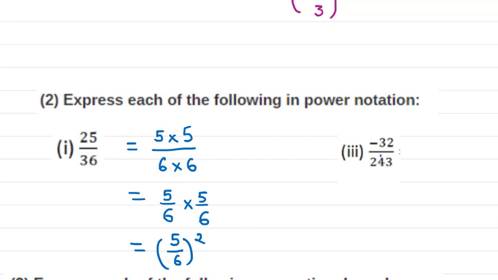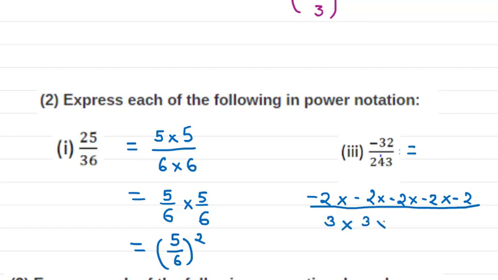Now in this second one, I have taken the third one. Here we have minus 32 divided by 243. If we find the factors of minus 32, it is 2 to the power 5. So you can write minus 2, minus 2, minus 2. How many times? 5 times. Here I've written 4 times, but this will be minus 2 into minus 2, 5 times. Divided by, if you find the factors of the denominator, it comes out to be 3 to the power 5, so it will be 3 into 3 into 3 into 3 into 3.